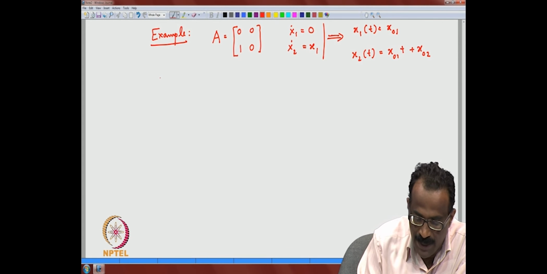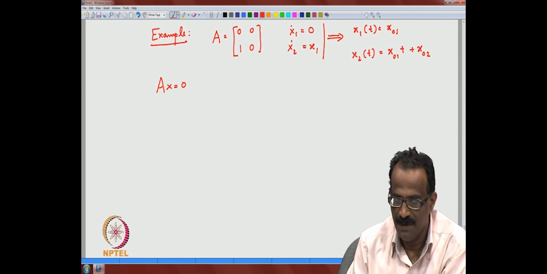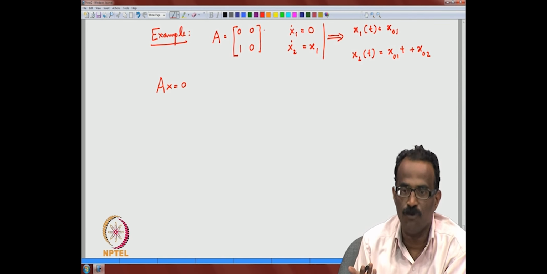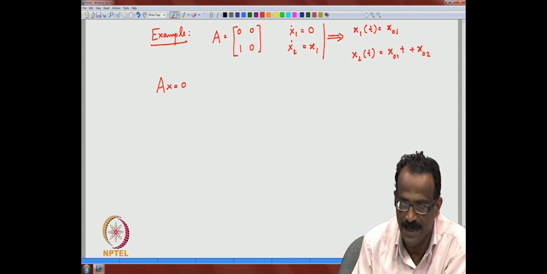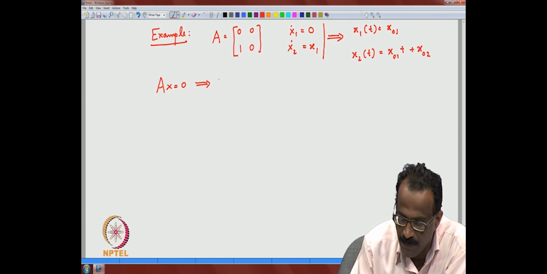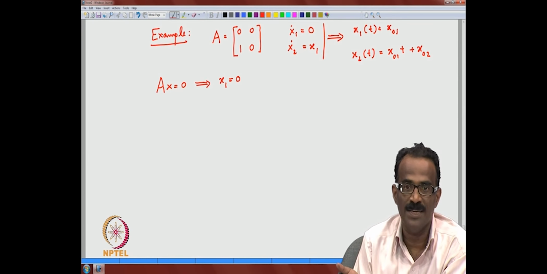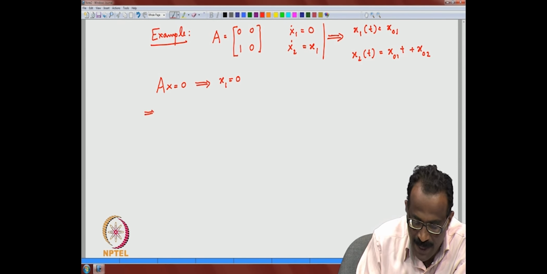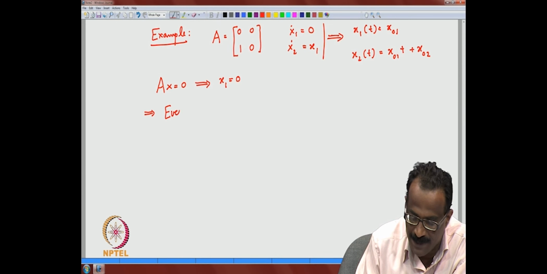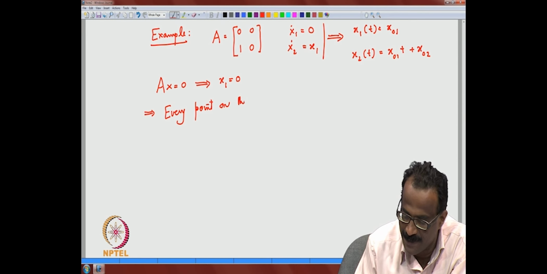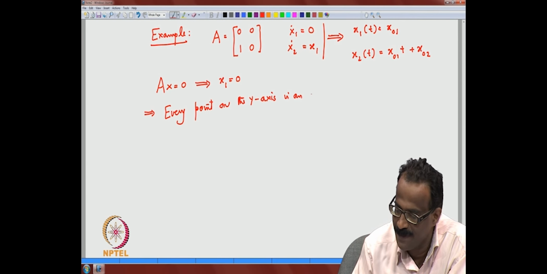Now let us find the equilibrium point. If you want to find the equilibrium point, you look at Ax equal to 0. The first component won't give any information, because you will get 0 equal to 0. The second will give you the information that the first component is 0. So the first component is 0, the second component is arbitrary, which implies every point on the y axis is an equilibrium point, you see.